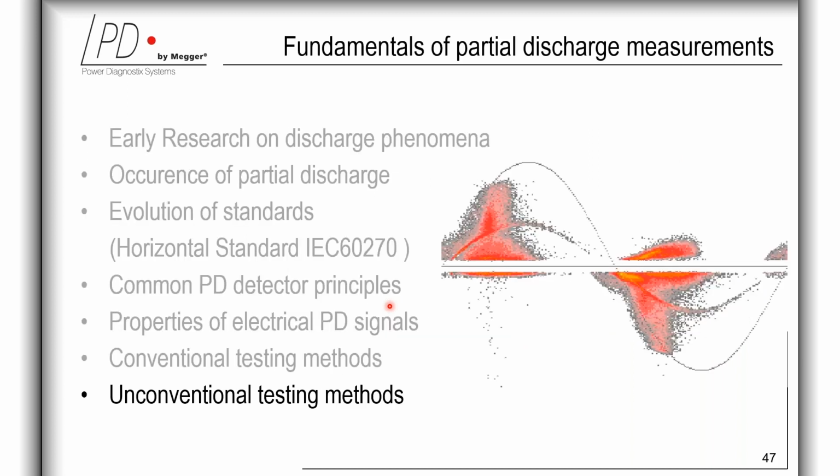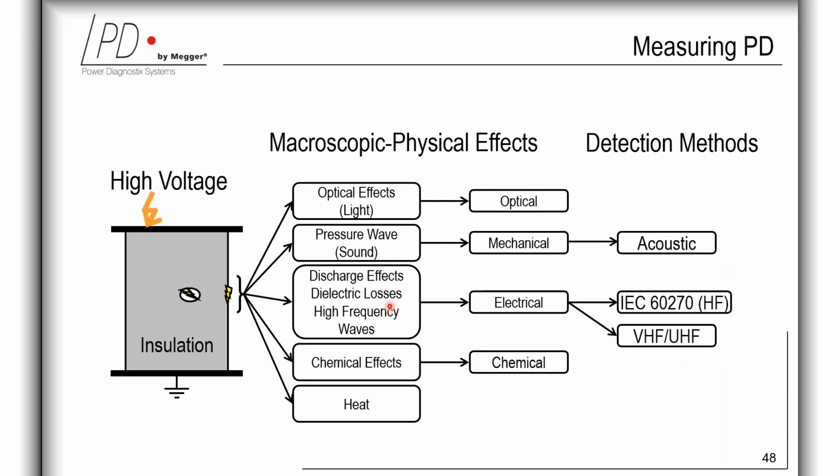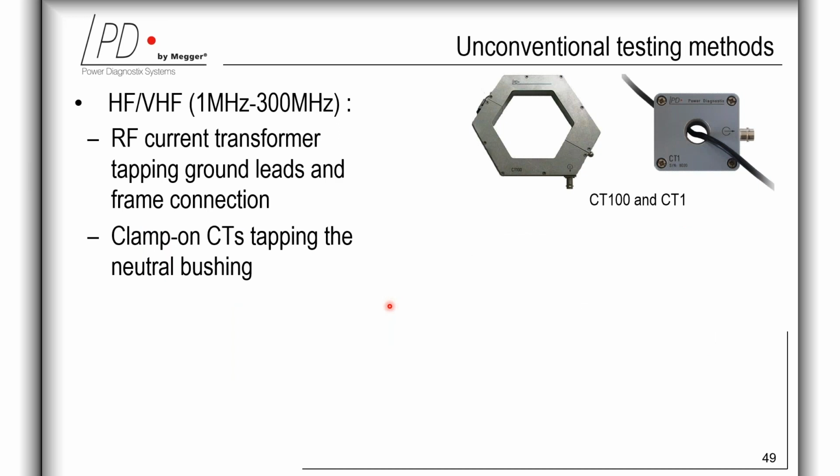Now we are coming to unconventional testing methods. Here in this last chapter, we will be talking about acoustic and very high frequency, ultra high frequency measurements. Before, we were talking about conventional testing methods within IC range below 1 megahertz, but another way of capturing transient currents is inductive coupling. The most prominent inductive coupling is the radio frequency current transformer.